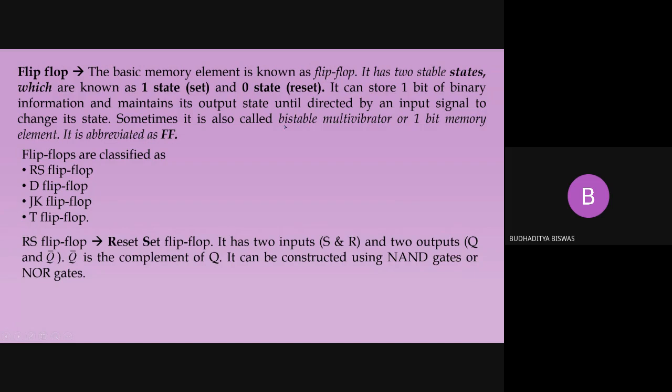Why did I mention bistable and multivibrator? Because the flip-flop can go from 0 to 1 or 1 to 0, vice versa. That's why it is called a multivibrator, as it vibrates between 0, 1, 0, 1, or toggles like this. And in both states it is stable. That's why it is called the bistable multivibrator or 1 bit memory element. Why is it called a 1 bit memory element? Because a bit is nothing but single bit binary information. If we combine so many bits, it becomes megabyte, gigabyte, terabyte, anything. But the basic thing is the 1 bit. And a flip-flop is the device which can store 1 bit of binary information. That's why it is called the 1 bit memory element.